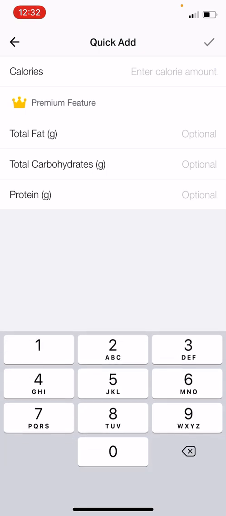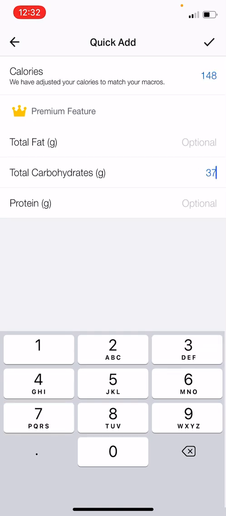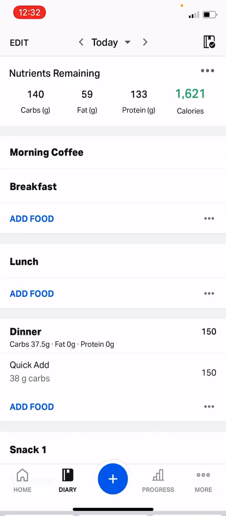Okay, so now all I need to do is take that number that I just divided, that 37.5, and I'm going to put it for my carbs, 37.5. And notice the calories got adjusted up there to 150. Perfect, right? I'm taking this amount of carbohydrate away. It's going to be the number of calories that are in the actual beer. I'm going to hit the little check mark. And then notice there, it just says quick add, 38 grams of carbs because they rounded it there, 150 calories.